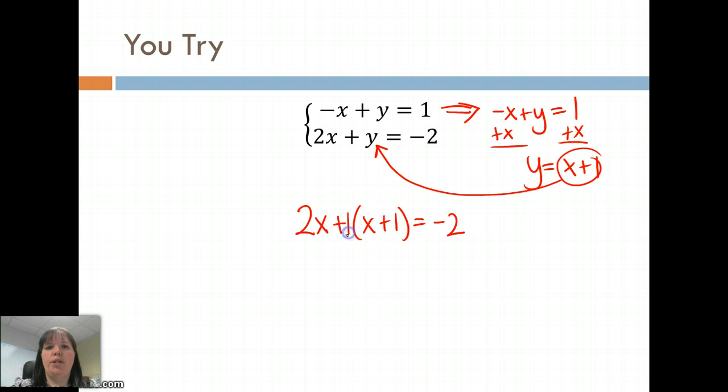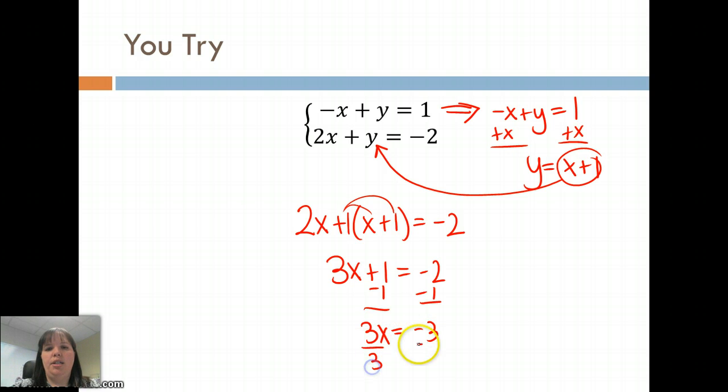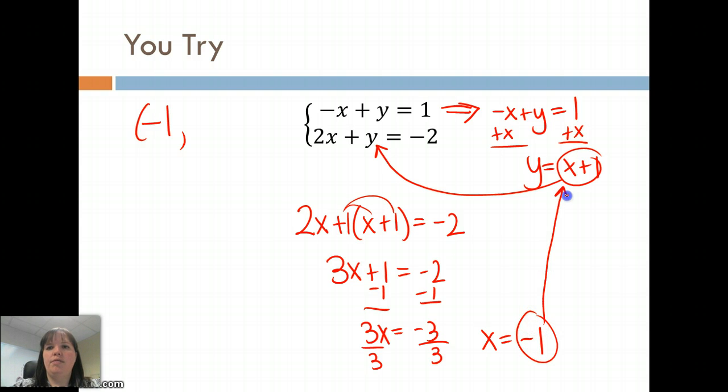There's a positive 1 to distribute, which means still it's x plus 1. So 3x plus 1 equals negative 2. Minus 1, minus 1. 3x equals negative 3. Divide by 3. x equals negative 1. So my point is negative 1, comma. And if I plug this in for x, y equals negative 1 plus 1, which is 0. The point of intersection would be negative 1, comma, 0.